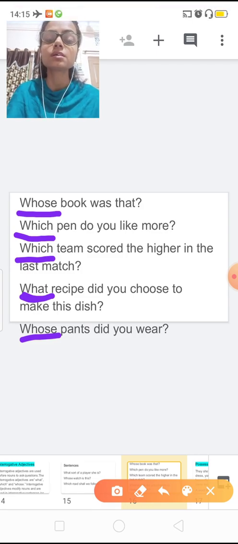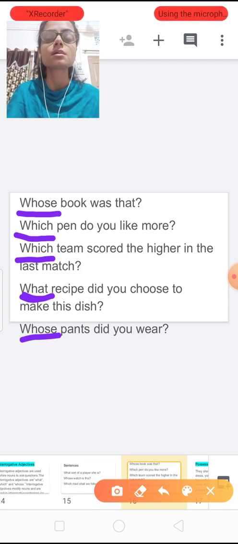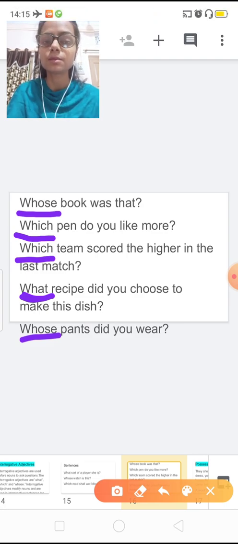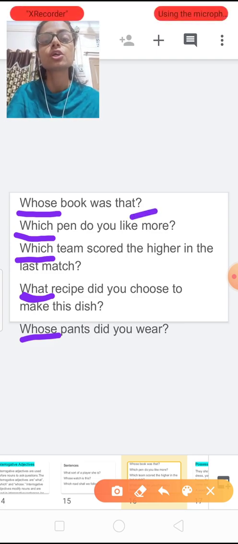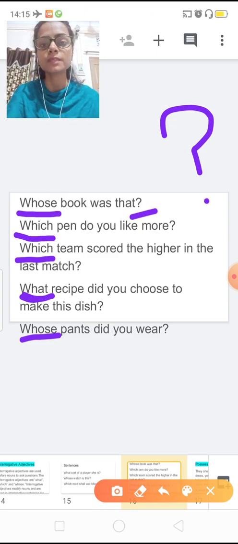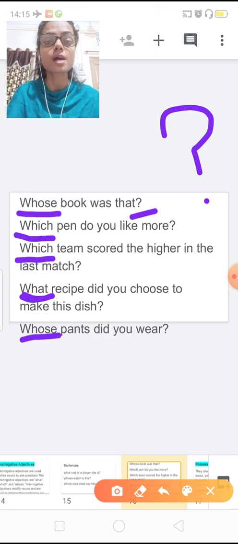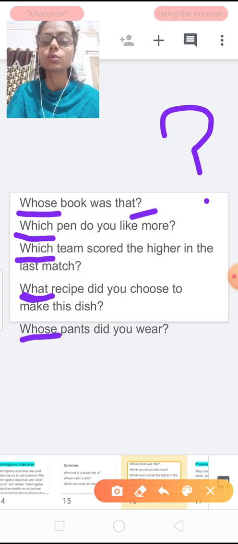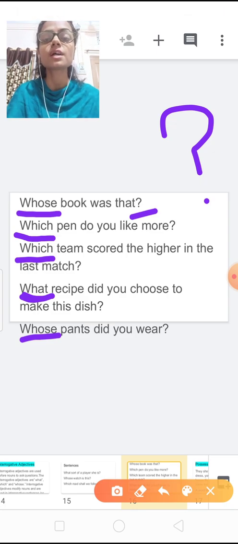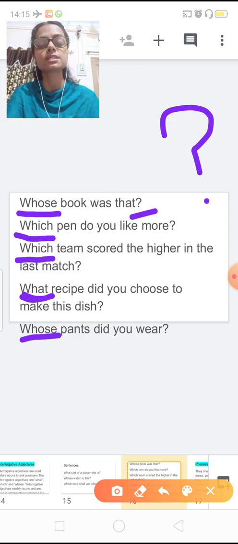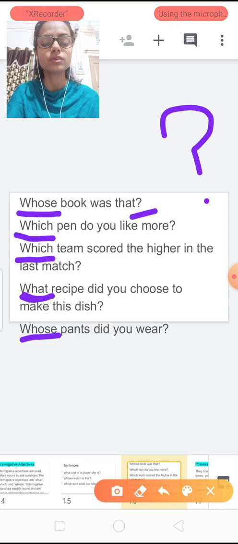The word in interrogative adjective always and maximum times starts with W and the sentence ends with a question mark. The sentence ends with a question mark because here we are asking a question. So here what are the examples of interrogative adjectives? The examples are whose, which, what. I hope you understand interrogative adjectives very well.